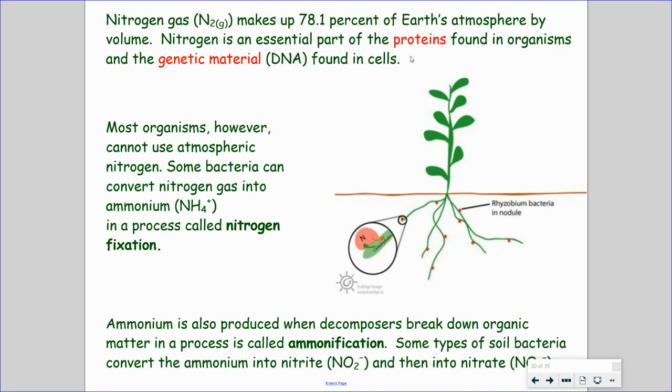So what we have to do is we have to convert it to get rid of this ammonia. Okay, so we move from nitrite to nitrate. Now, nitrate, guys, is the one that's really important. This is our usable nitrogen.